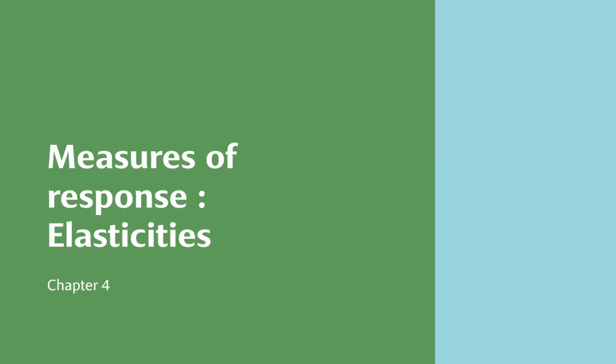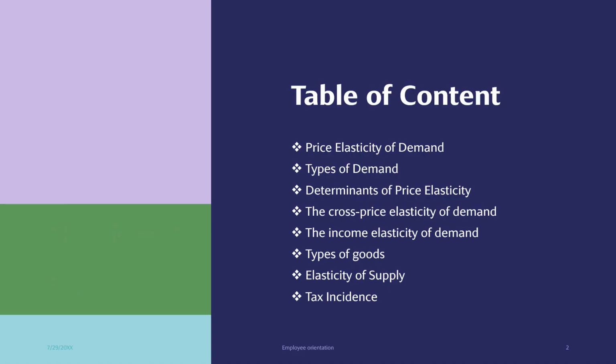Hello, viewers. So, today we are going to talk about Chapter 4 from the Fundamentals of Economics textbook. The chapter's name is Measures of Response Elasticities. These are the table of contents, or you can say the topics we will cover in further slides.